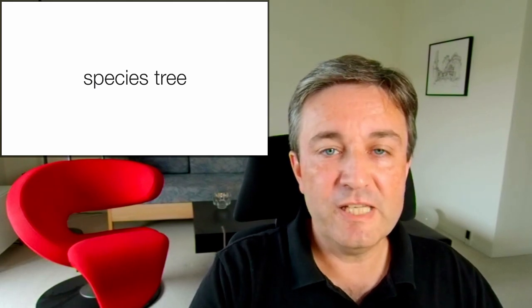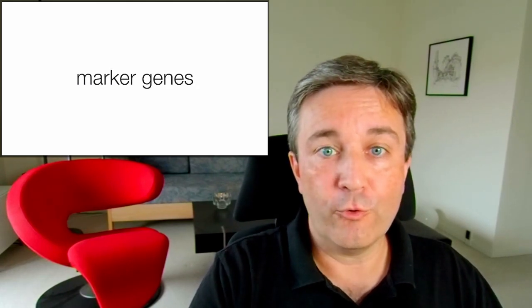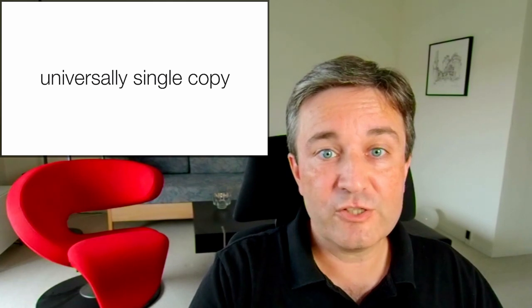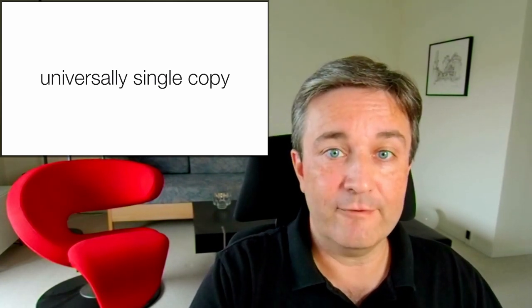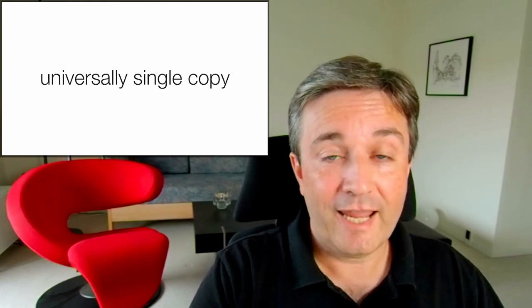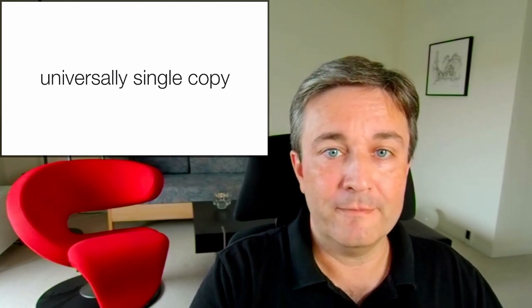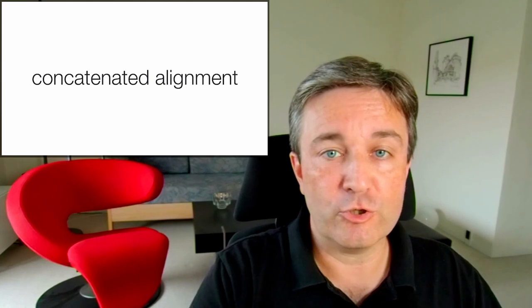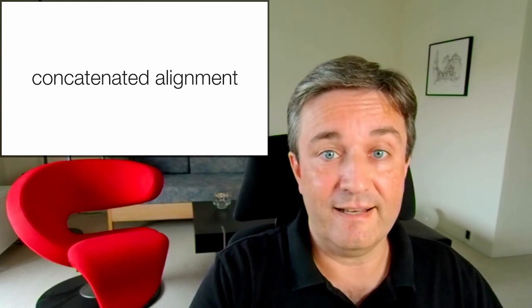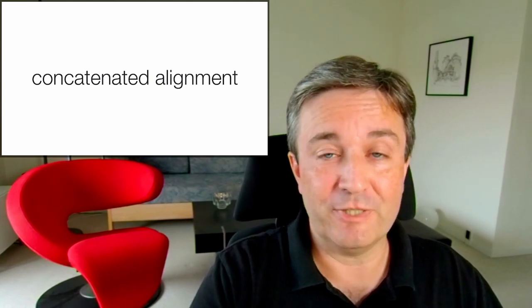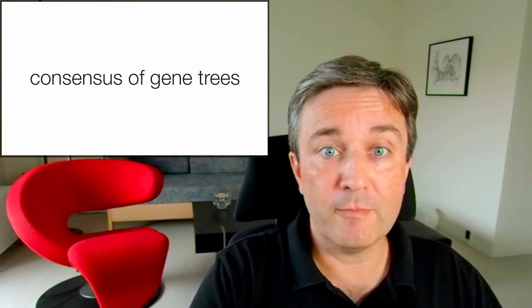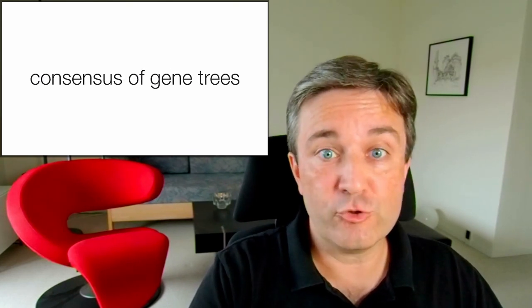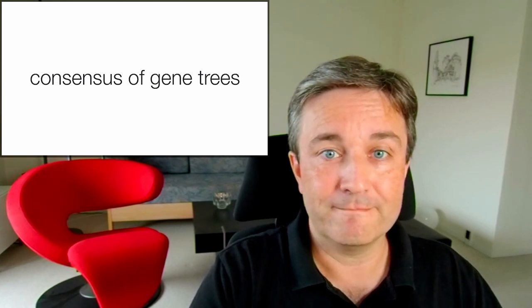If you want to make a species tree, you need to find so-called marker genes, which are genes that are ideally universally present in single copy. That means every genome has this gene, and it has it in only one copy. With multiple marker genes, you can construct either a concatenated alignment and infer a species tree directly from that, or you can make trees from each individual marker gene and then build a consensus tree to get your species tree.